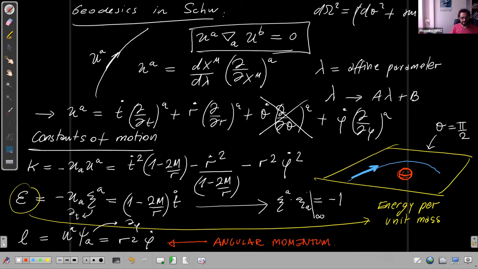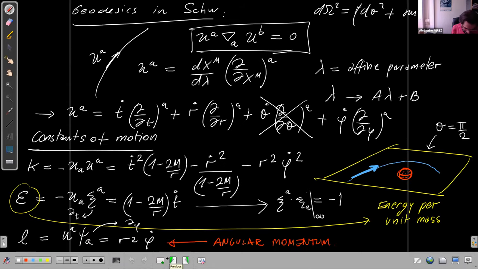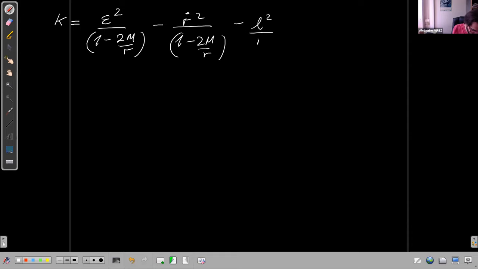So we have one, two, three constants of motion, right? We can solve this problem by quadratures. To do that, we just write the first kappa. You see, we are going to replace t dot here in kappa in terms of energy divided by 1 minus 2m over r, and phi dot in terms of L divided by r squared. When we do that, we're going to find an equation that involves only r dot. So we write t dot squared as E squared over (1 minus 2m over r) squared, and so we get this. One of the powers goes away with something in the numerator, minus r dot squared divided by 1 minus 2m over r, minus L squared over r squared.